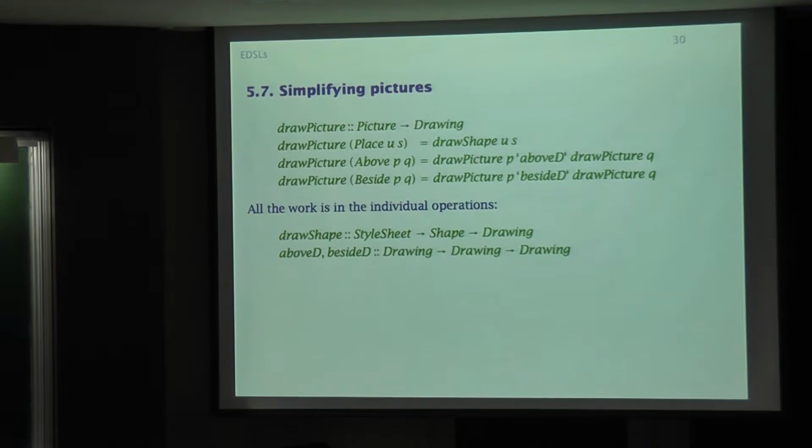And remember, there are three kinds of picture. There's just the basic place that does a single shape, and then I can put one picture above another picture, or one picture beside another picture. And so to define my compiler, to define the function draw picture, I need to say what to do for each of those three cases. I'm going to write three separate functions: draw shape, which is what to do for the place case, above D, which is what to do for the above case, and beside D, which is what to do for the beside case. And they're all on the next slide.